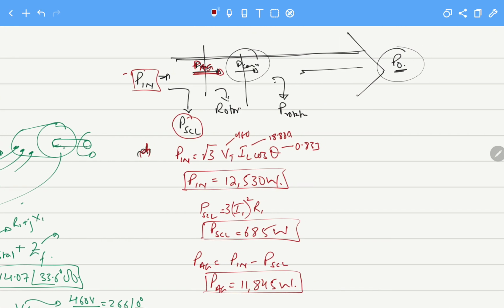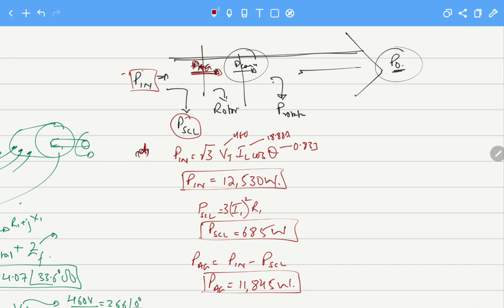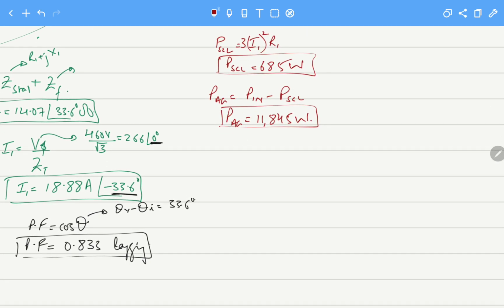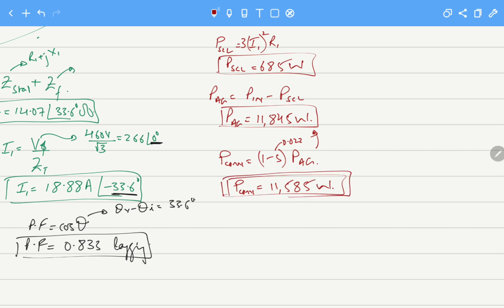Now once we have the air gap power, we have to find out the power converted to mechanical power. The formula for that power is (1 minus S) times P air gap. The slip we know is 0.022, and the air gap power we have already calculated. So the converted power will become 11,585 watts. So this is actually the first thing they required.